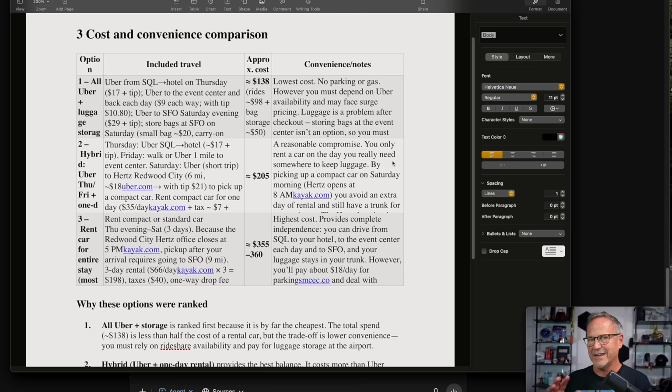I can go ahead and kind of blend this, right? I could just go ahead and rent a car on the Saturday if I deem it necessary and not do it if I don't deem it necessary. So I actually kind of like that second option as well. And then, of course, renting a car the whole time is the highest cost idea.